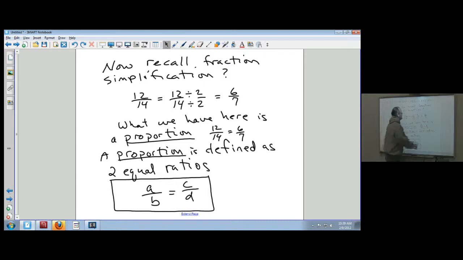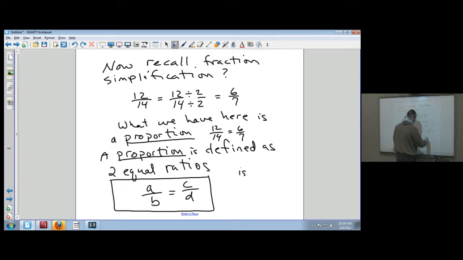What that means is the exact same thing is done to the numerator as it is to the denominator. We can create any kind of proportion as long as we do the same operation to the numerator as we do to the denominator. So a proportion is defined as two equal ratios.